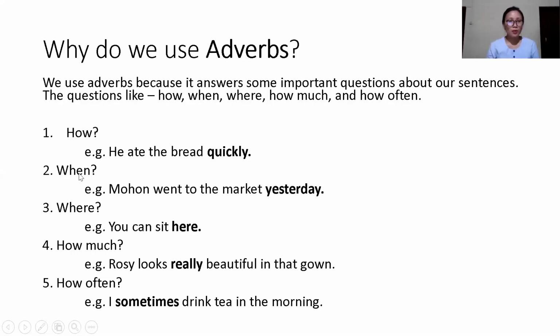Number 2, same way. When? Example, Mohan went to the market yesterday. So yesterday is an adverb and yesterday answers the question when. Number 3, where? Example, you can sit here. Here is an answer to the question where. Number 4, how much? Example, Rosie looks really beautiful in that gown. So really is an adverb and it answers the question how much. Number 5, how often? Example, I sometimes drink tea in the morning. So sometimes is an adverb and it answers the question how often.